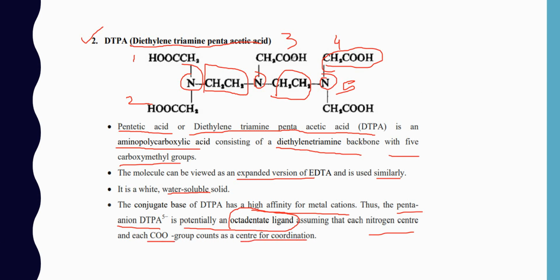How it is octadentate: you can see these 5 CO groups, 1, 2, 3, 4, 5, and 3 nitrogen. 3 plus 5 equals 8. In EDTA there were 2 nitrogen and 4 CO groups, so it was hexadentate. Here it is 8, so it is an octadentate ligand. Okay.